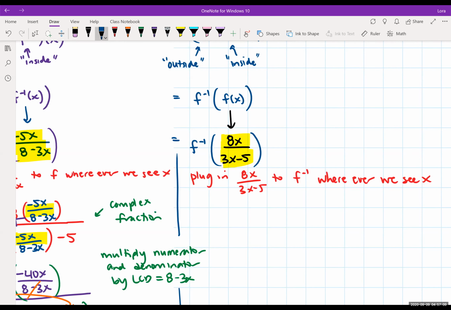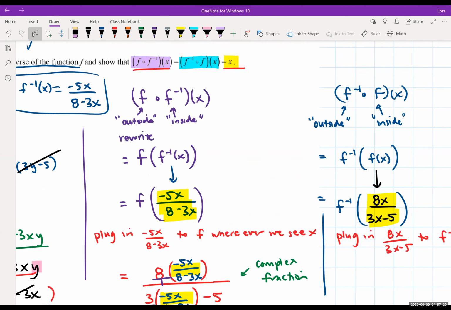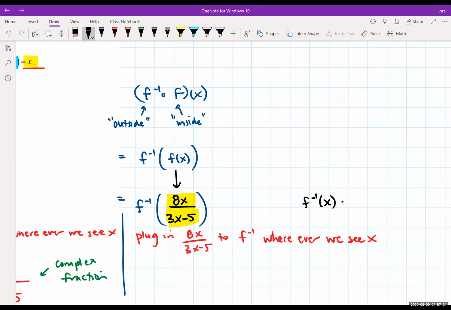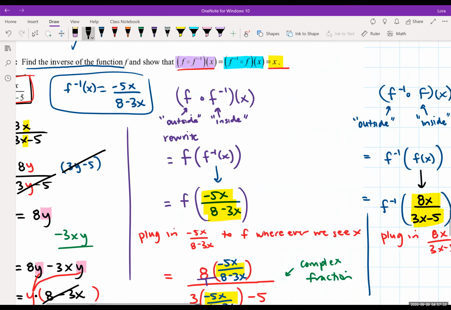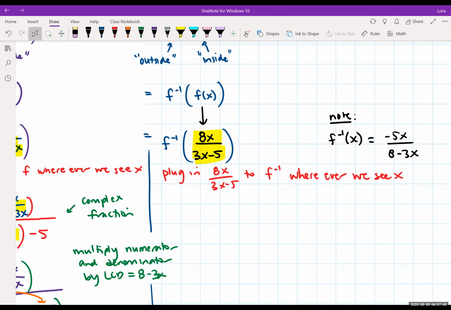So as a kind of notation for you, let me draw it off to the side so that we can see this a little better. I'm going to remind myself what the inverse function was: negative 5x over 8 minus 3x. Just a little note. Let me make sure I wrote that down correctly. There we go. Sometimes I like to refer to it off to the side, that way, if my eyes skip, I don't miss anything.